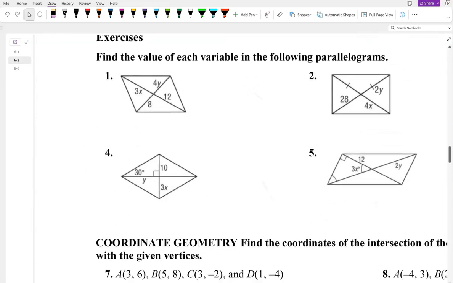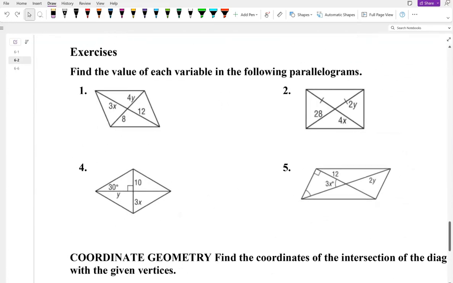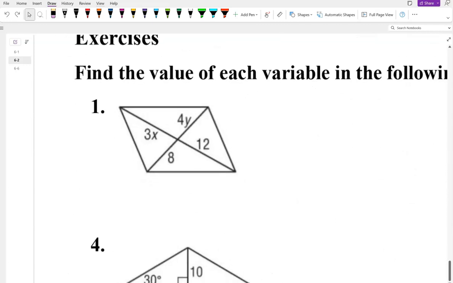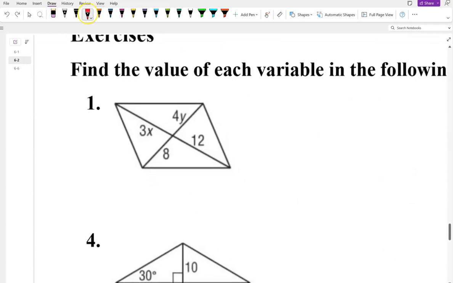All right, so let's go through a few of these examples and then we'll be done. I'm just going to do like 2 of these. So on this first one, again, you're just using the information that you have to write an equation to solve for x or for y.